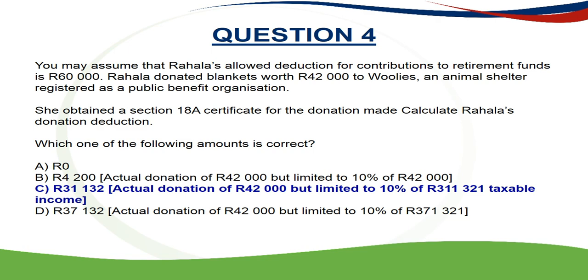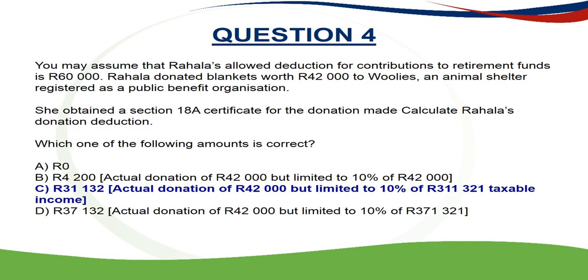In addition to all of this information, they are now saying that she's donated blankets worth 42,000 to Woolies, an animal shelter registered as a public benefit organization. She also obtained a Section 18A certificate for the donation. Which one of the following is correct?